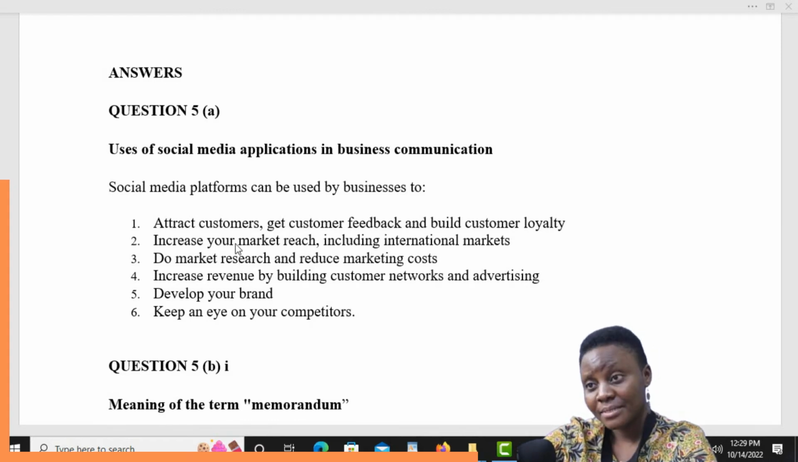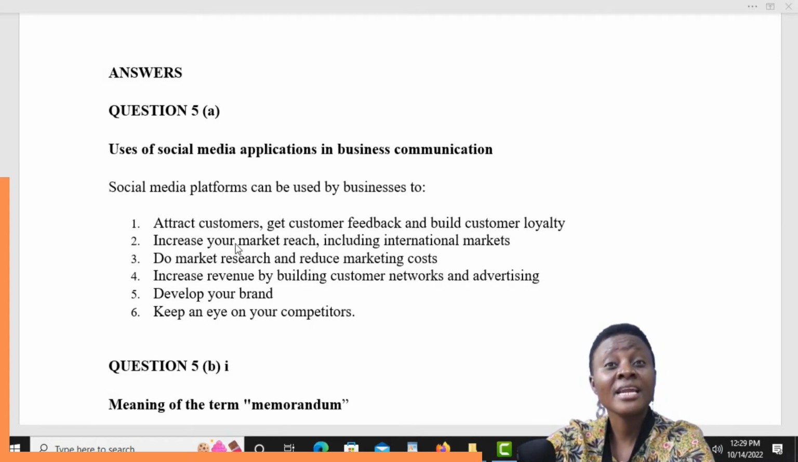At the same time, you can use your social media platforms to increase your market reach. In the absence of these platforms, you could just be serving people who are around you, in your geographical region. But the moment you start using social media platforms like Facebook, Twitter, Instagram, YouTube, WhatsApp, name them, you are able to increase your reach.